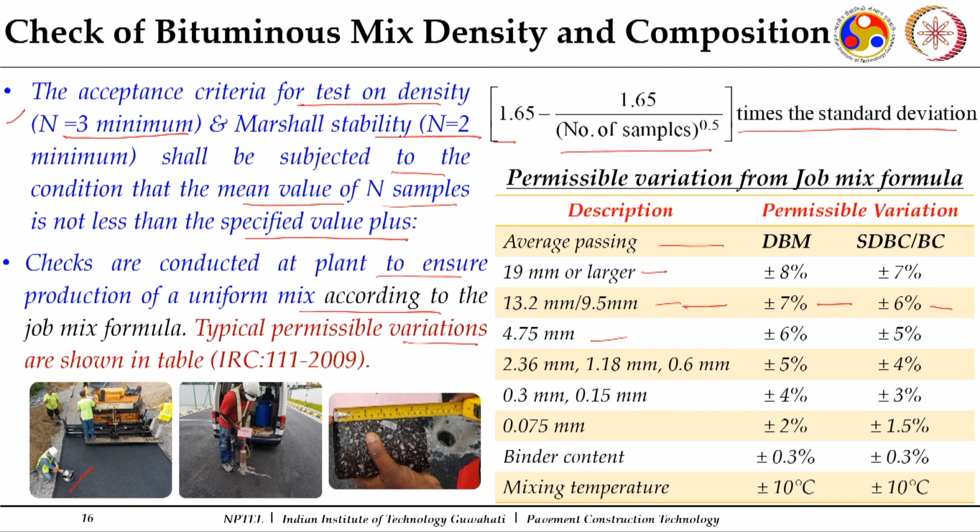So here you can see, specifically for the finer fillers where 75 micron, 0.075 mm, is there, only a variation of plus minus 1.5% is allowed, and then binder content is within a range of plus minus 0.3%. Mixing temperatures, again it mentions, so you can do this check at the plant. You can take out the loose mix specifically once it comes out from your pug mill or from a drum mixer in case of drum mix plant, and you can ensure these compositions are there.